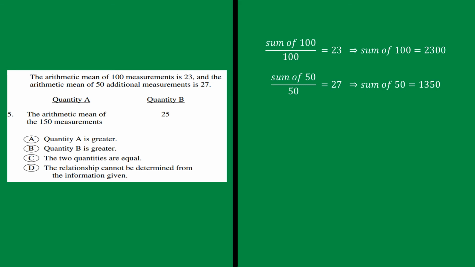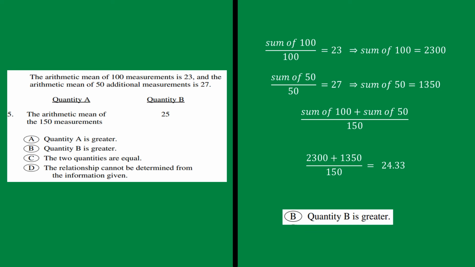But the question is the arithmetic mean of 150 measurements. So the arithmetic mean of 150 measurements will be the sum of 150 measurements divided by 150, or I can even split that into sum of 100 measurements plus sum of 50 measurements, and that average will be 2300 plus 1350, because we got those results already, divided by 150. Simplifying, we are getting that as 24.33. So 24.33 is my quantity A, but quantity B is given as 25, and hence my quantity B is greater.